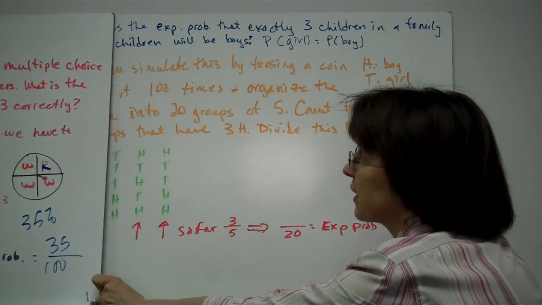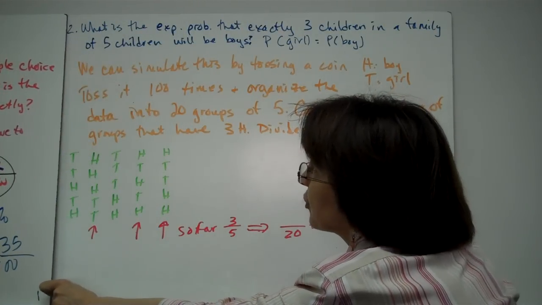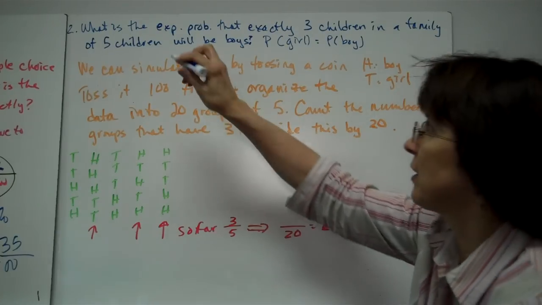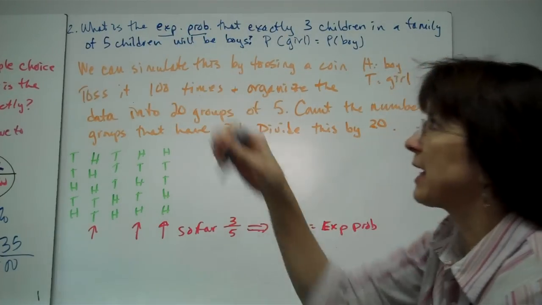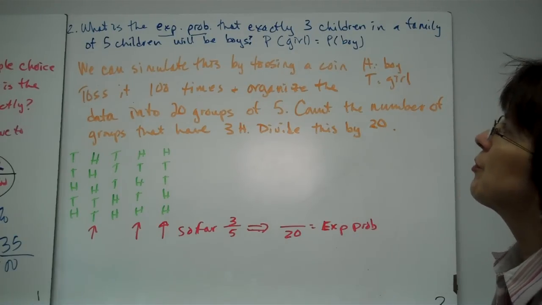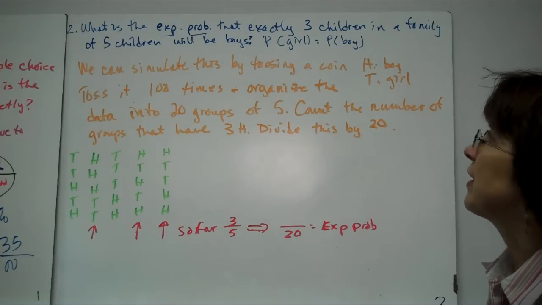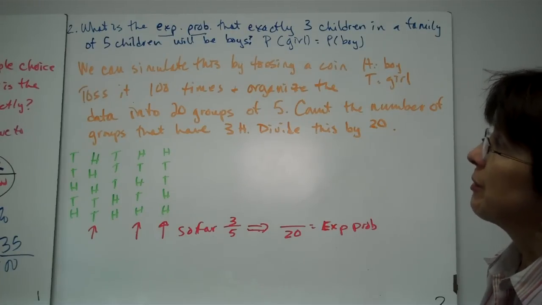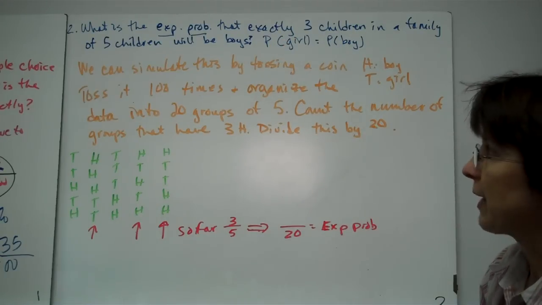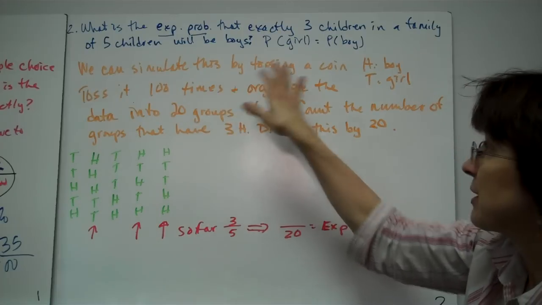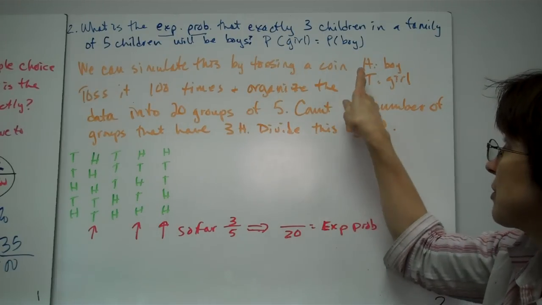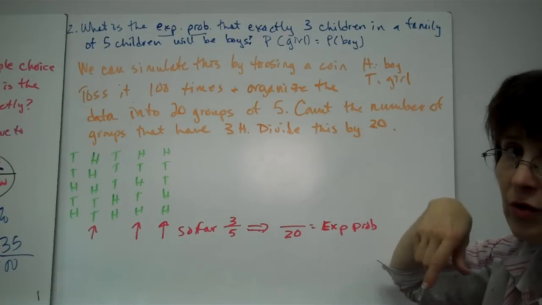It might be a little bit easier to understand. Number 2: what is the experimental probability? Again, they're going to ask specifically for the experimental probability. When they ask that, you have to think of a way to actually simulate it. What is the experimental probability that exactly 3 children in a family of 5 children will be boys? You assume that the probability of a girl equals the probability of a boy. We can simulate this by tossing a coin, because we just need 2 outcomes. A coin is really good whenever you just need 2 outcomes. We'll assume heads is a boy and tails is a girl.